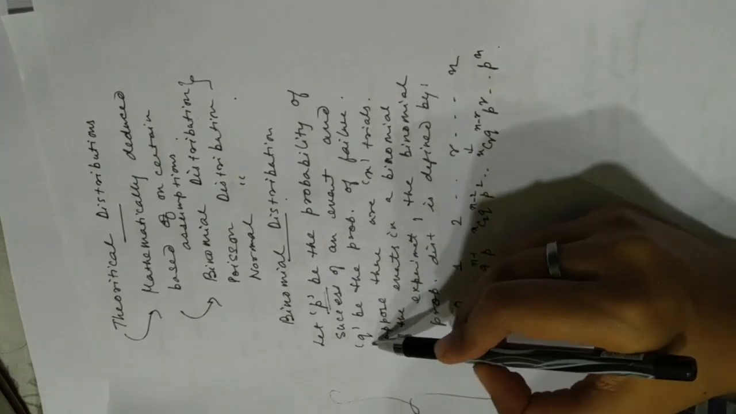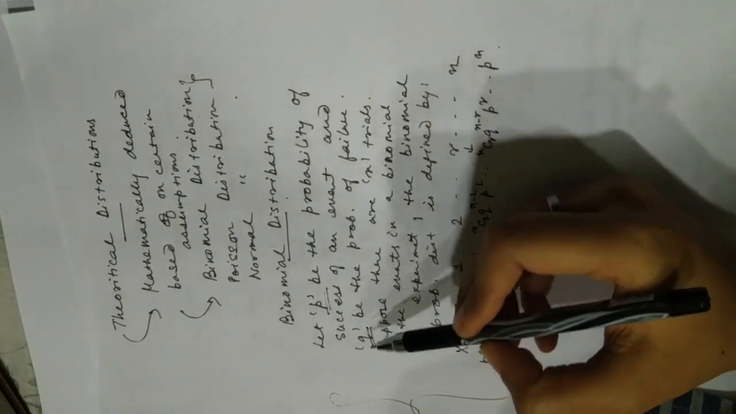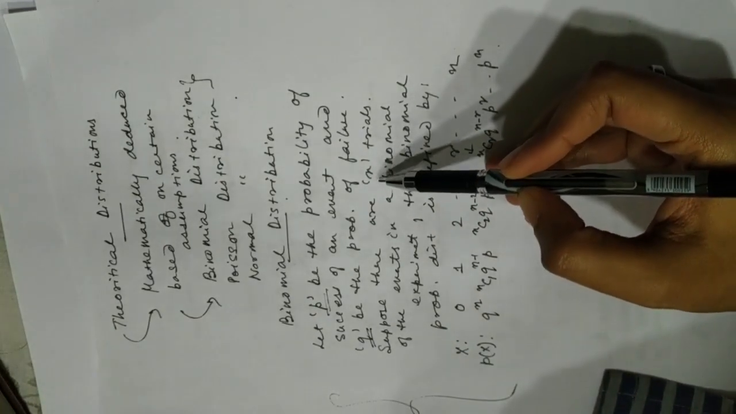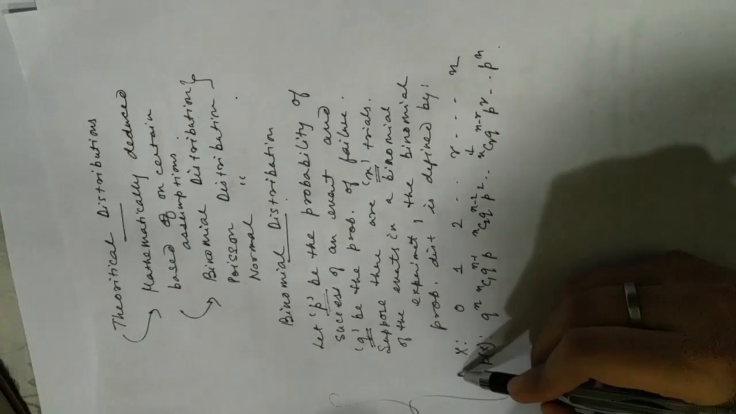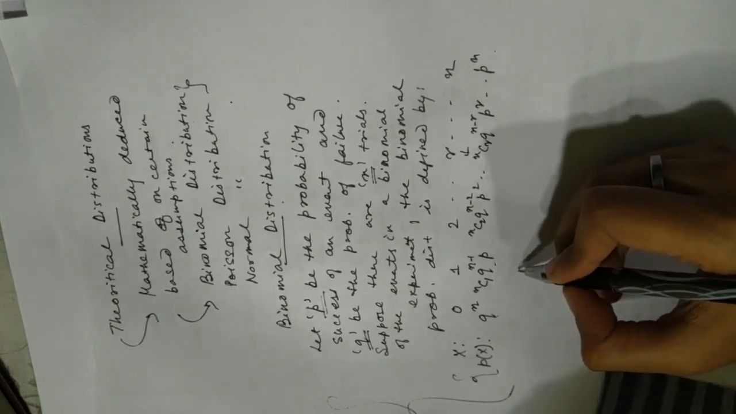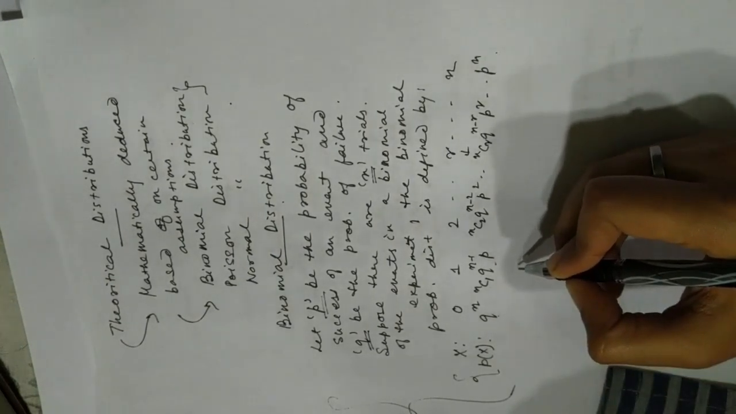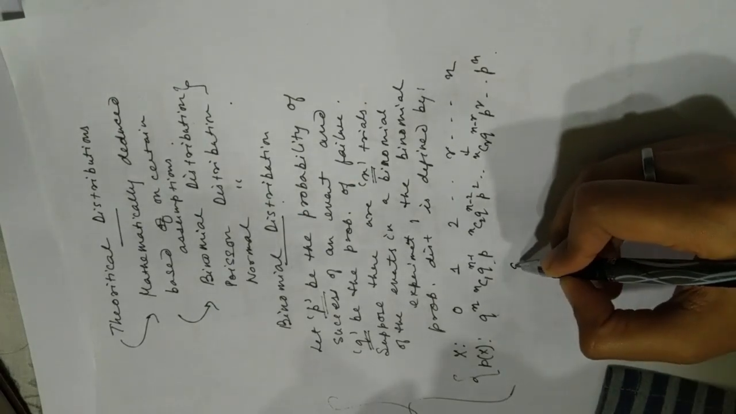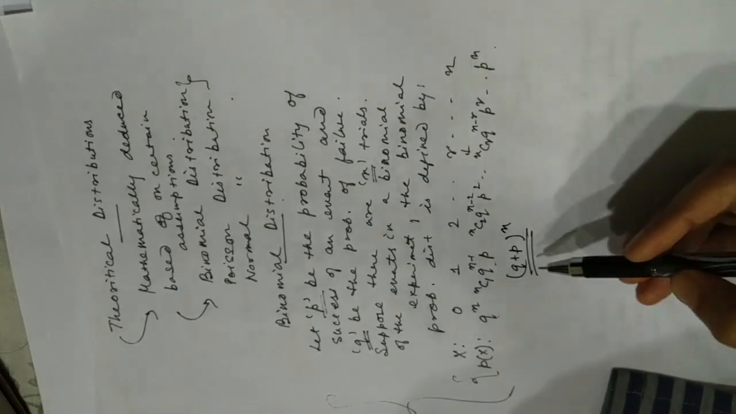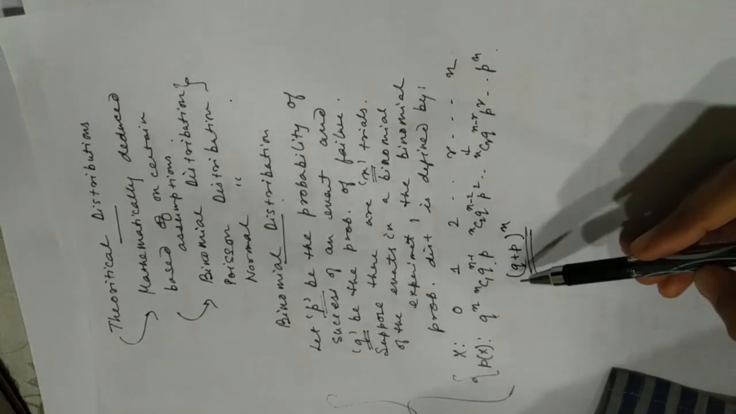That is, when the probability of success is P and the probability of failure is Q, and they are constants for a particular trial, and there are n trials, the distribution is given by this. And why is it called a binomial distribution? Because these terms come from the binomial expansion of this expression. If you expand this binomially, you will get these terms. So that is where the name comes from.